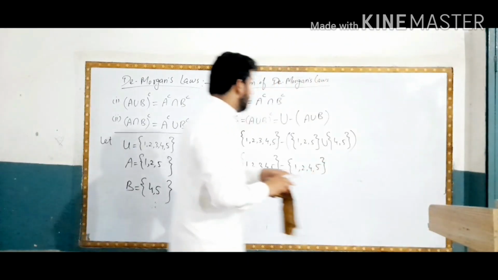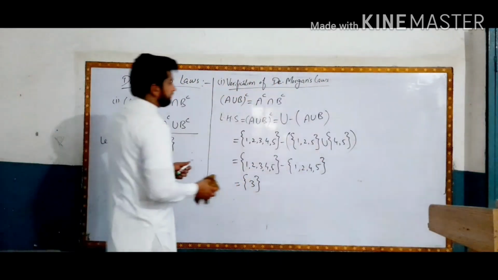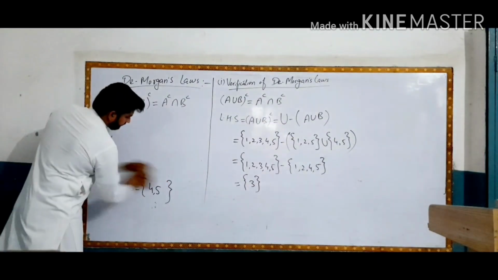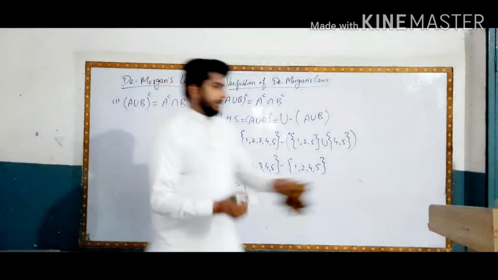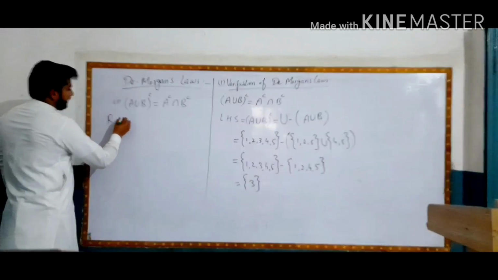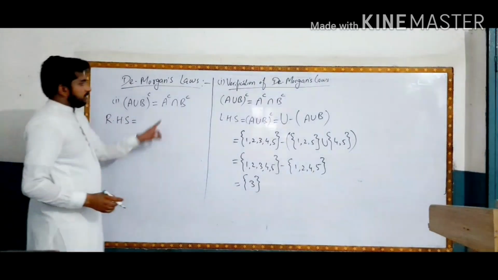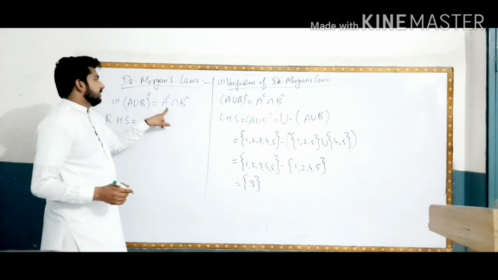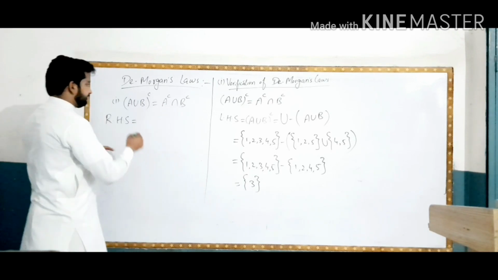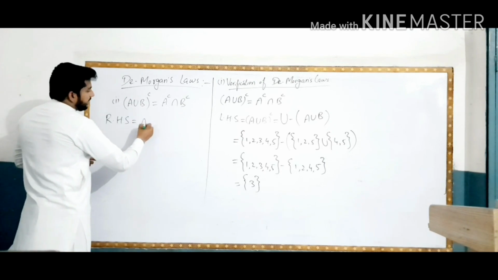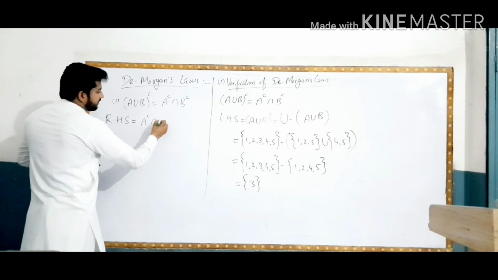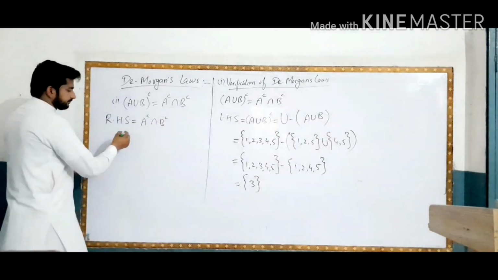So the right hand side of De Morgan's law. Take the right hand side: we need A complement intersection B complement.